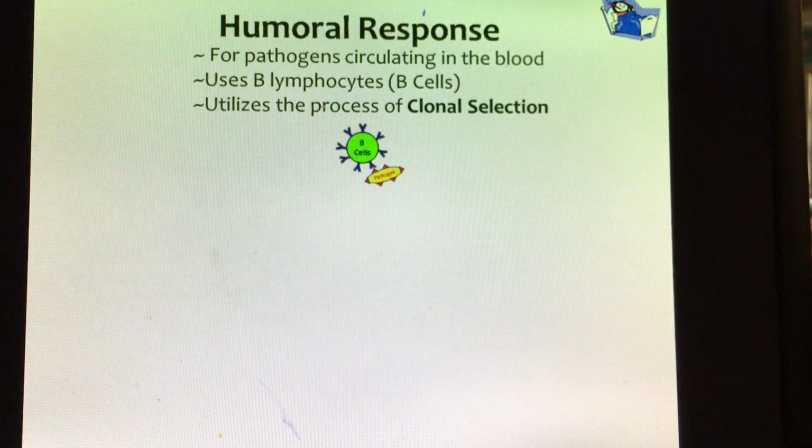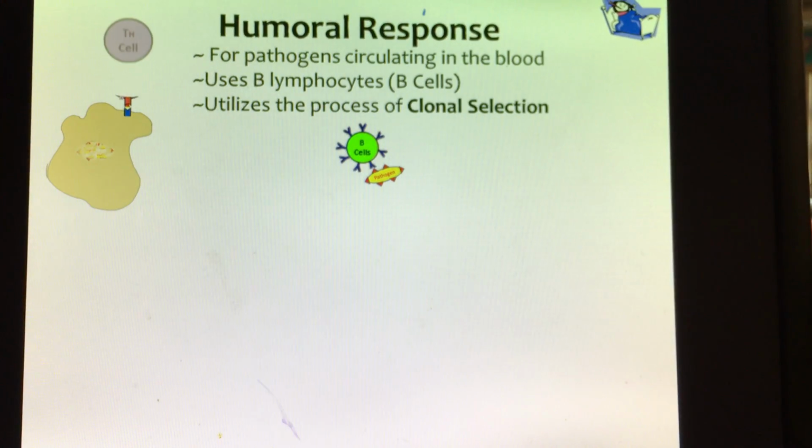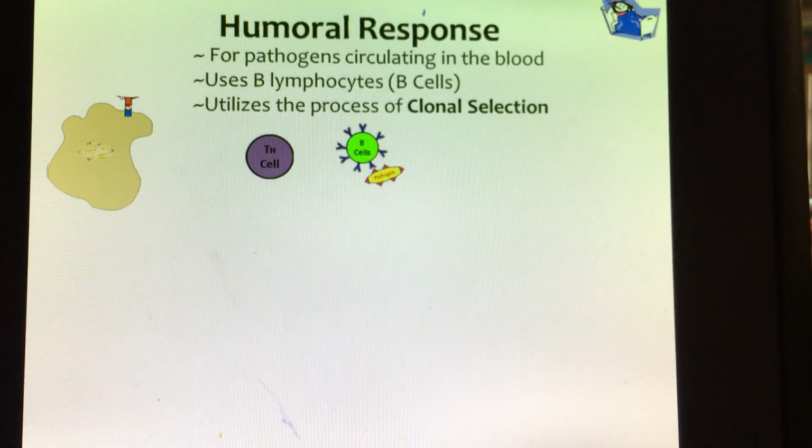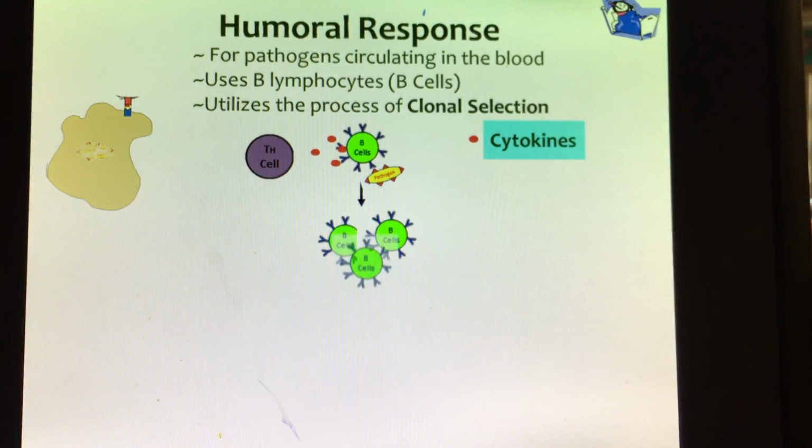Now this helper T cell, once it's activated by a macrophage that's become an antigen presenting cell, is going to travel over near your B cells, and it's going to send out cytokines that are going to activate your B cell, and that will stimulate the humoral response or clonal selection. Now the cell will start to divide.